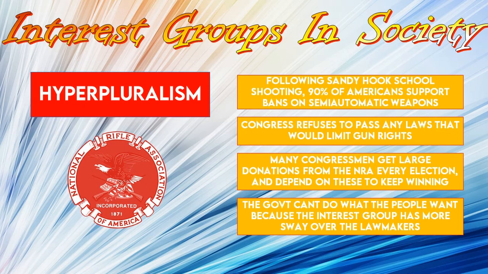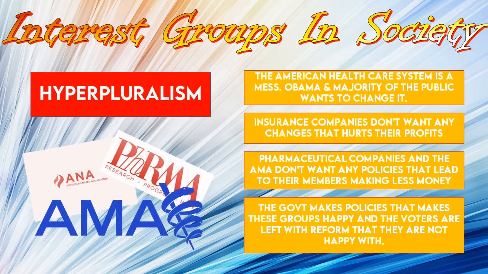So this is just one of many examples that we can see of how the government can't really do what the people want, because the interest group ends up with more power over the lawmakers. The lawmakers are more concerned with making the interest group upset than they are with making a huge majority of the public upset. We can also see hyperpluralism in action with healthcare reform.